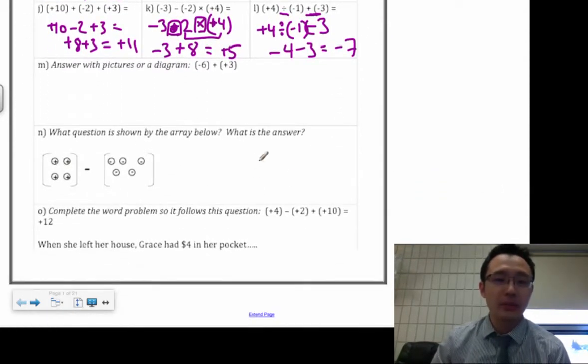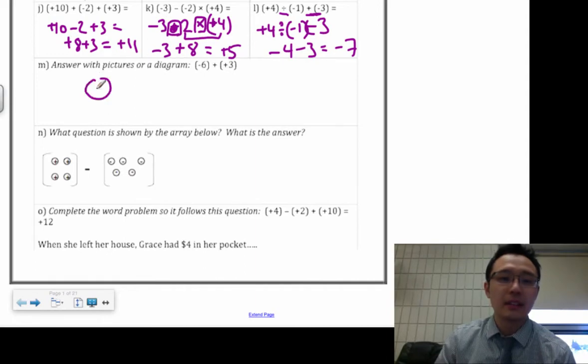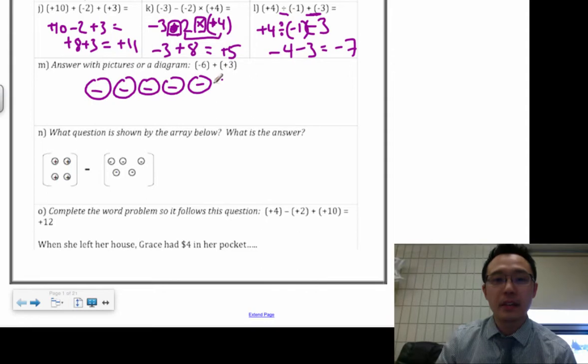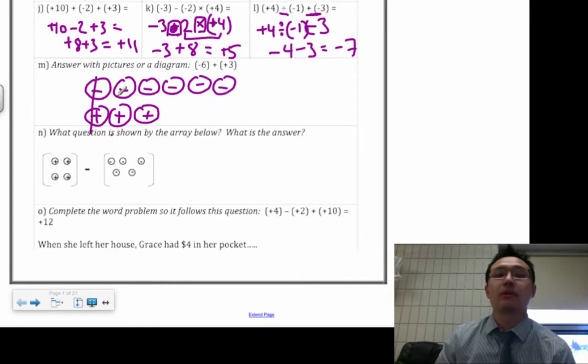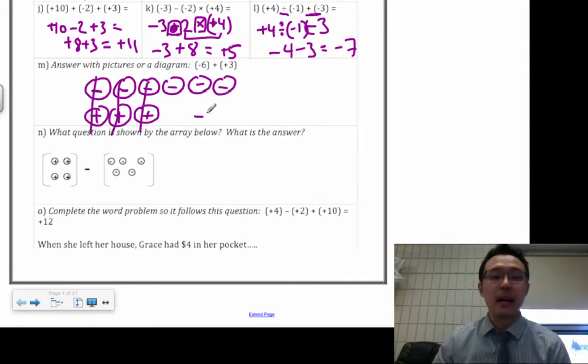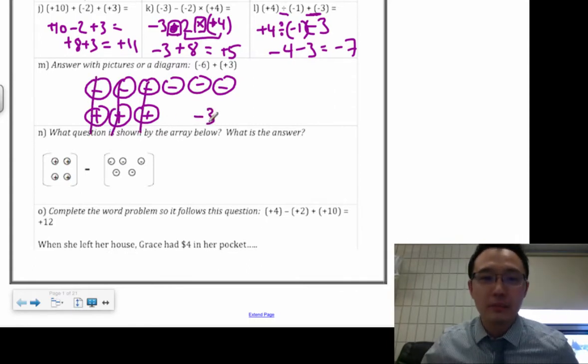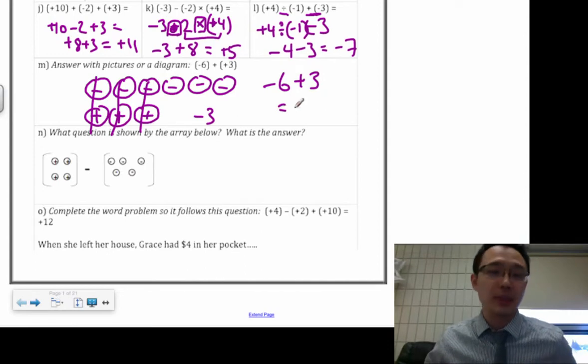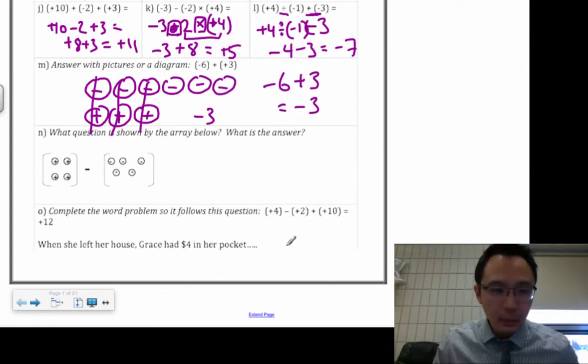Scroll down. Answer with pictures or diagrams. So -6, I can say that negative is all these negatives. You can use these to help you for positive negative numbers. And +3, you're adding 3 positives. So these will cancel, cancel, cancel. That gives me 3 negatives. So answer is -3. If you don't believe me, if you like the other way, -3, positive is positive. So it's like that. Gives me -3. Simple.